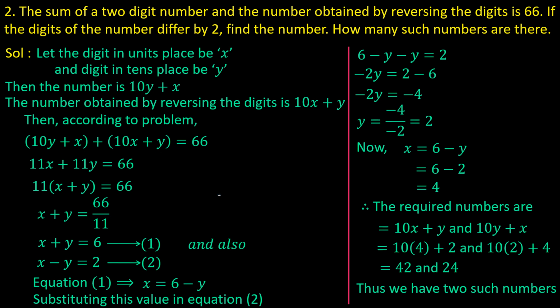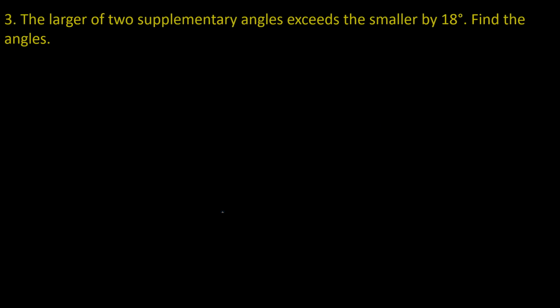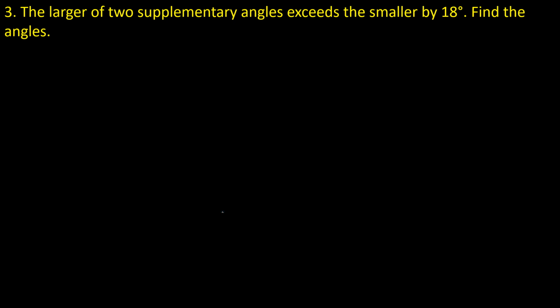Okay, let's go for the third problem. The larger of two supplementary angles exceeds the smaller by 18 degrees. Find the angles. That's the question. Here there are two angles which are supplementary angles, and we know that the sum of supplementary angles is 180 degrees, and it is given that the larger angle exceeds the smaller angle by 18.